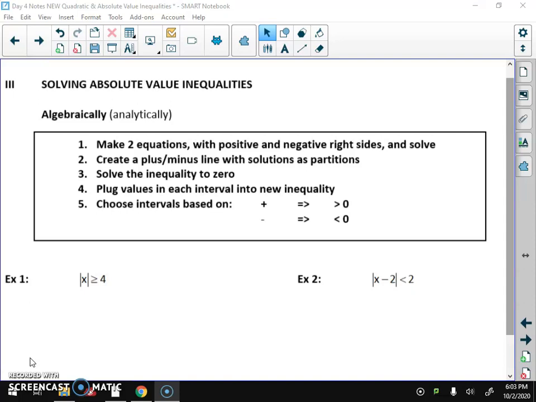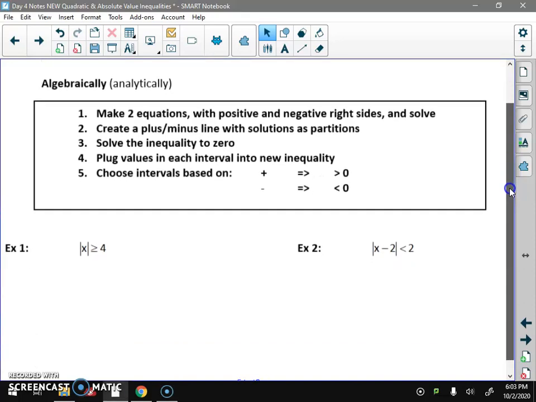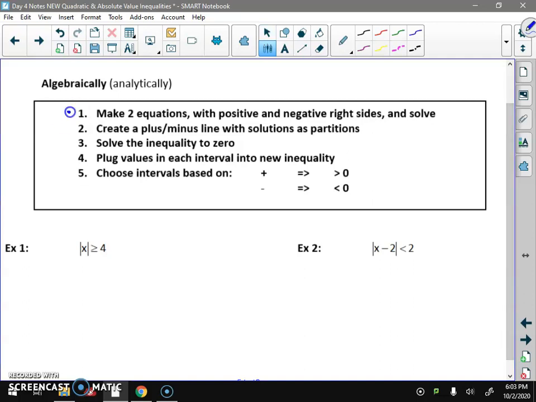So with the quadratic, we factor. With absolute values, we're going to do step 1. I'm going to do that in blue. Make it an equation with a positive and negative right side. No absolute value. Equation, -4 and 4. It says to solve, but I made the first example nice and easy. There is no solve. Next, I'm going to create a plus minus line with those partitions.